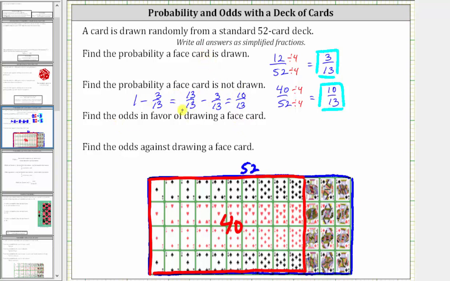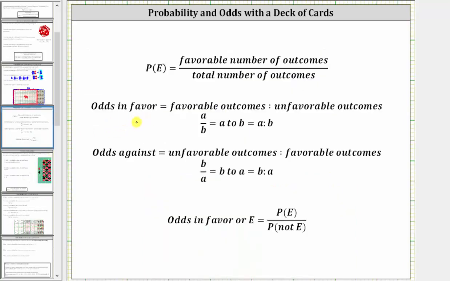And now let's talk about odds. The odds in favor of an event is equal to the ratio of the number of favorable outcomes to the number of unfavorable outcomes, and the odds against an event is equal to the ratio of the number of unfavorable outcomes to the number of favorable outcomes. And ratios can be written in any of these three ways here, but we're told to write our ratios in the form of a fraction.